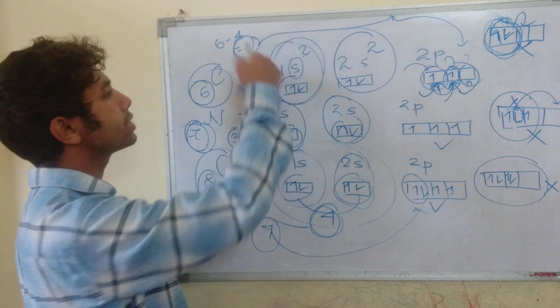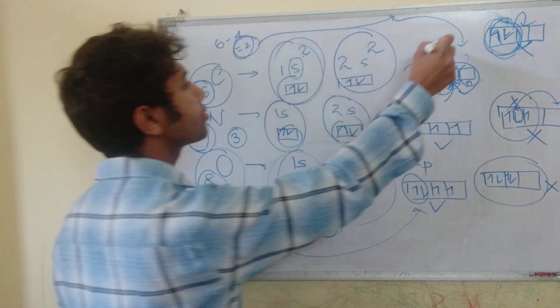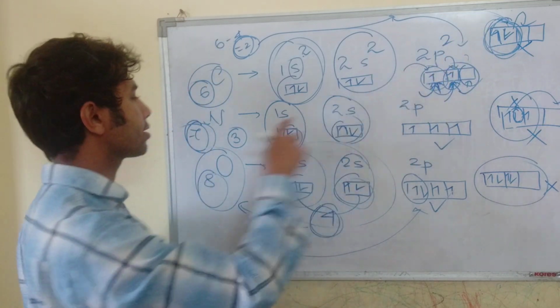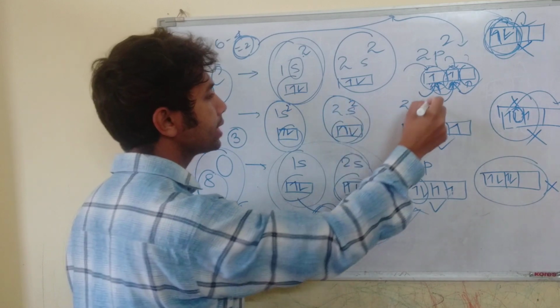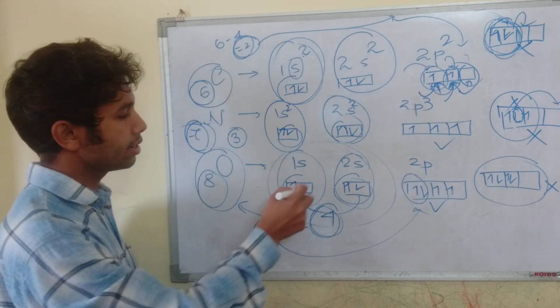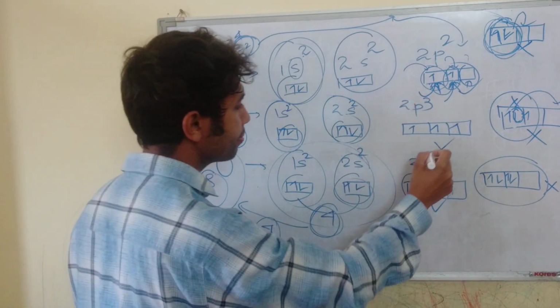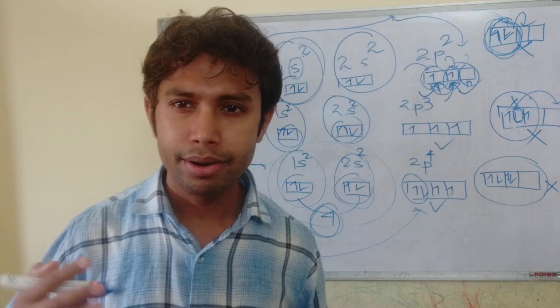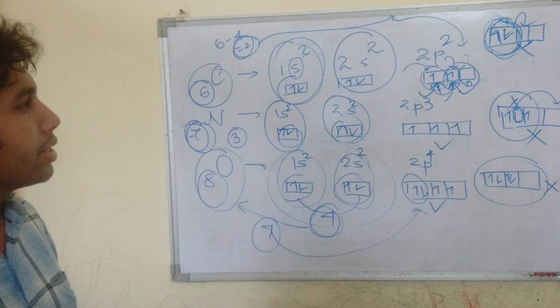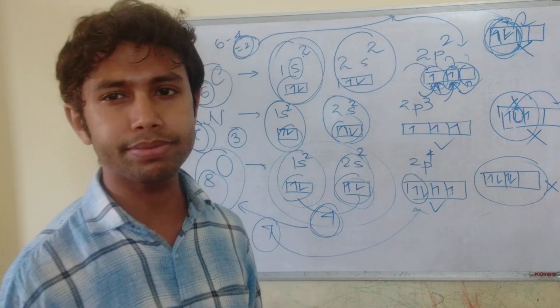In the case of carbon we see 1s2, 2s2, 2p2. In the case of nitrogen, 1s2, 2s2, 2p3. In the case of oxygen, 1s2, 2s2, 2p4. So we may proceed towards writing the electronic configuration of different elements.